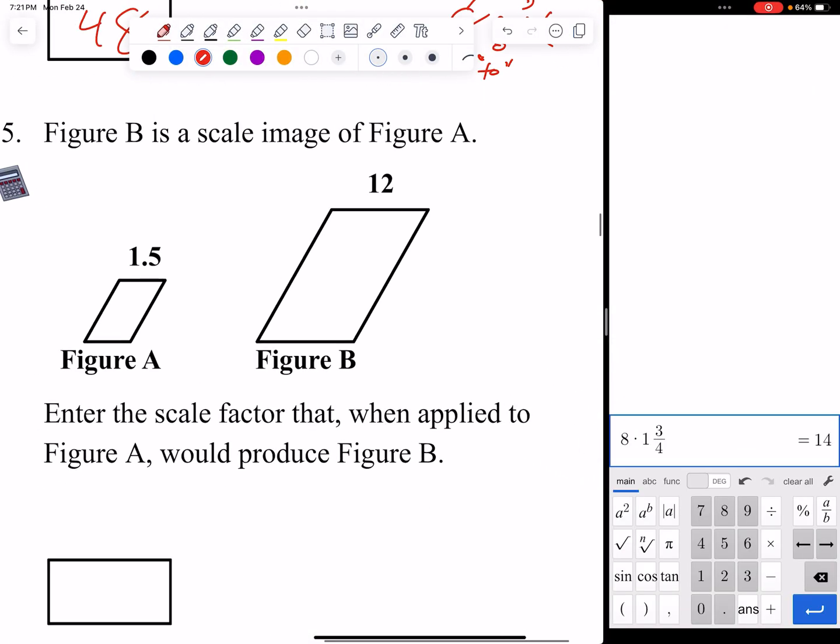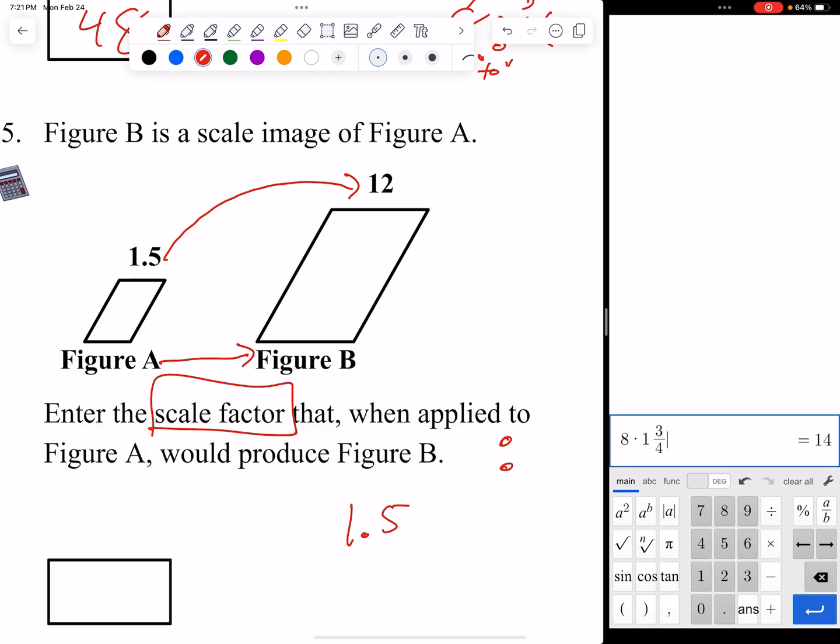So enter the scale factor, aka the multiplier, when applied to figure A, that would produce figure B. So how do I get from figure A to B again? In other words, how did I get from this one to that one? They didn't give me a scale factor. They didn't give me a ratio. What is my ratio? They didn't tell me. So in this case, I know it's 1.5 to 12. So how do I get there? What do I multiply by?